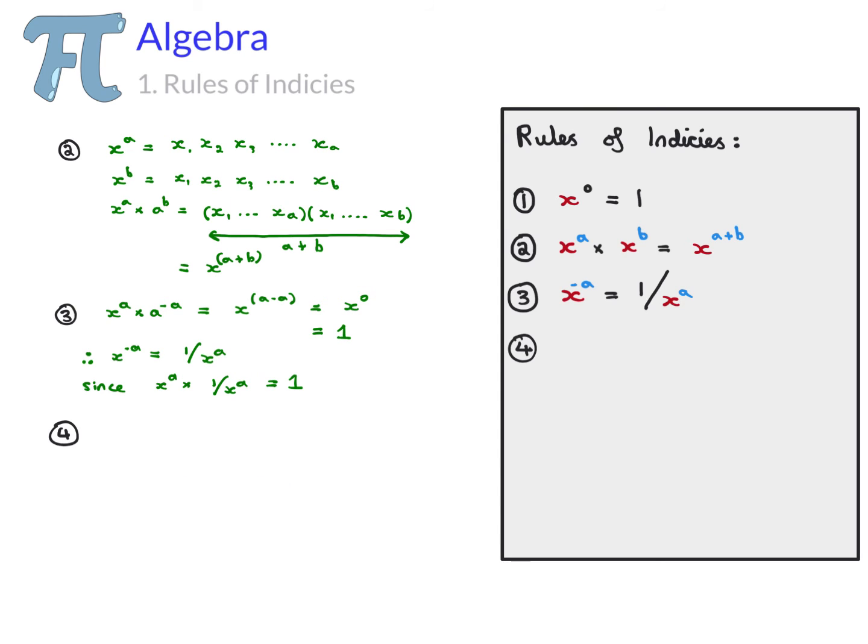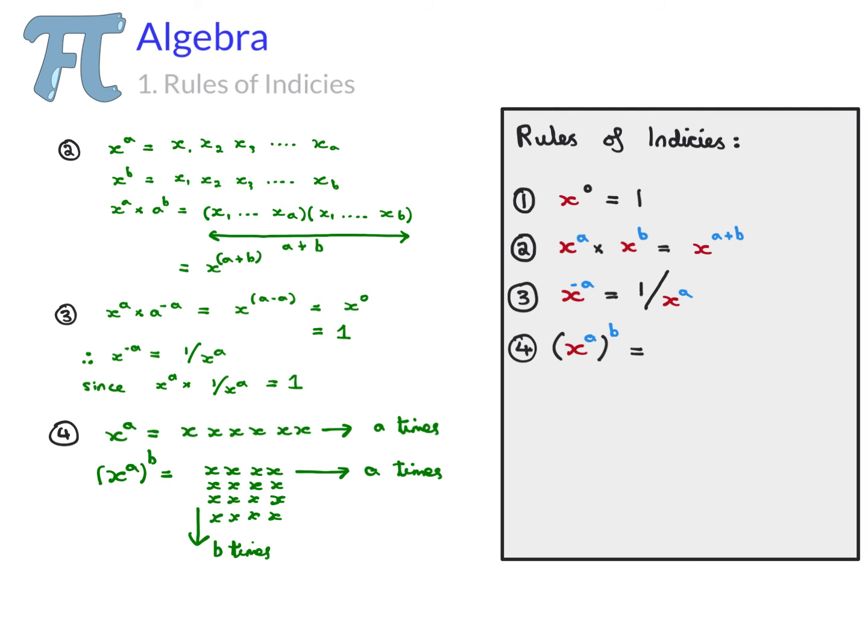The next rule concerns when we have x to some power, a, and we raise the whole thing to some other power, b. Each x to the a is a product written as a list of a x's. Raising this to the power of b means multiplying this number by itself b times. This means b of these lists. Overall, we have a list of x's with length a times b. Therefore, x to the a all to the power of b is x to the power of a times b.